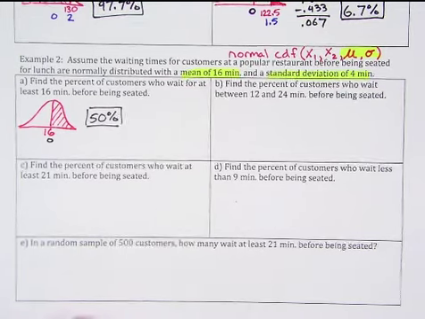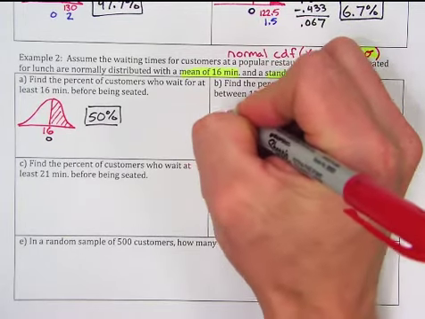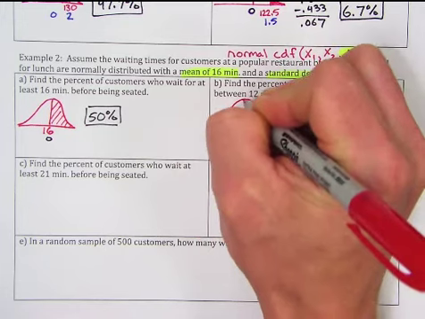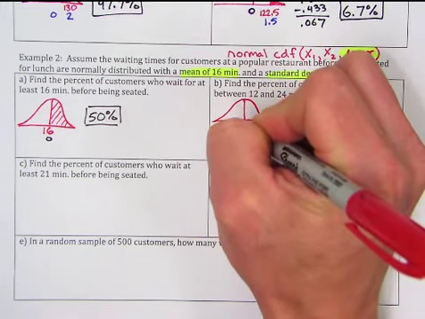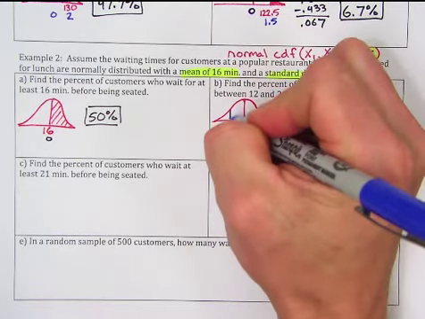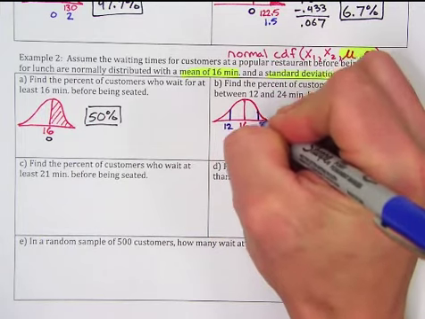For example B, now we're between 12 and 24 minutes. So we know 16 is right here. What that does, it puts 12 over here to the left and 24 to the right.